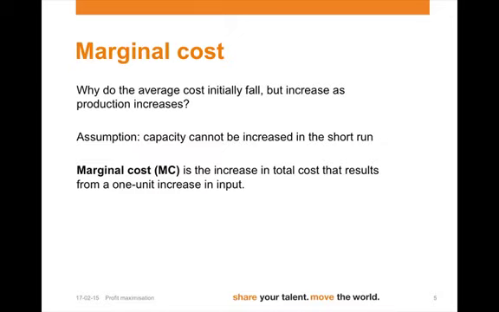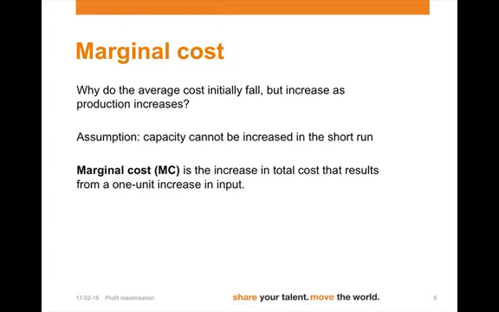Why do the average costs initially fall, but increase as production increases? And here is an important assumption. We assume that the company cannot increase its capacity in the short run. In other words, its production capacity is fixed. And in this sense, the marginal costs play an important role.